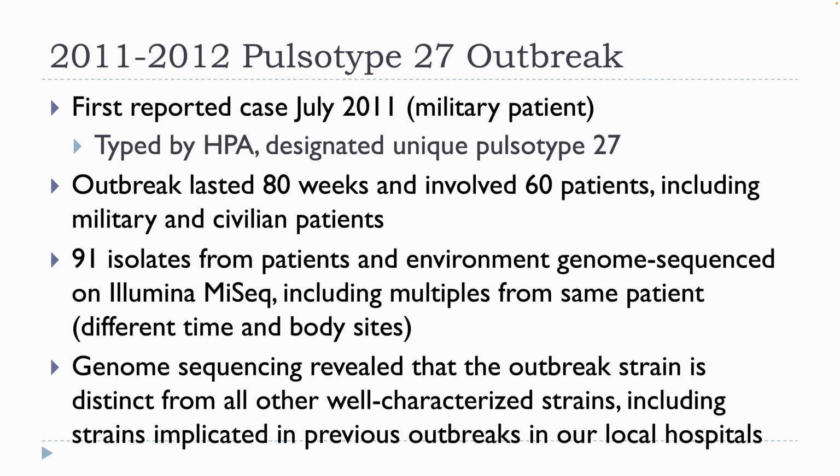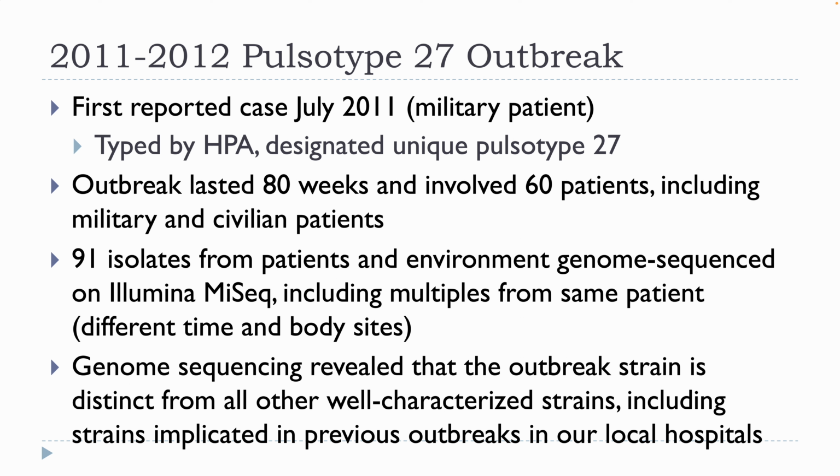Now, what I'm going to talk about is an outbreak that happened in 2011 and 2012 with what was known as the pulsar type 27. So when it was typed by pulse field gel electrophoresis, this was the type 27 that was seen. And this was first reported in the hospital in Birmingham, where I used to work, in July of 2011, in a military patient, I think, returning from Afghanistan. And it had been typed by what was then called the HPA, now we call it the UKHSA, and designated this unique pulse type 27. The outbreak in that hospital, Queen Elizabeth Hospital in Birmingham, lasted for 80 weeks and involved 60 patients, including both military and civilian patients. So it was a substantial and troublesome outbreak.